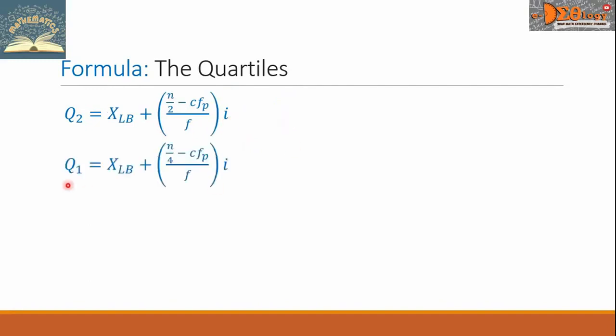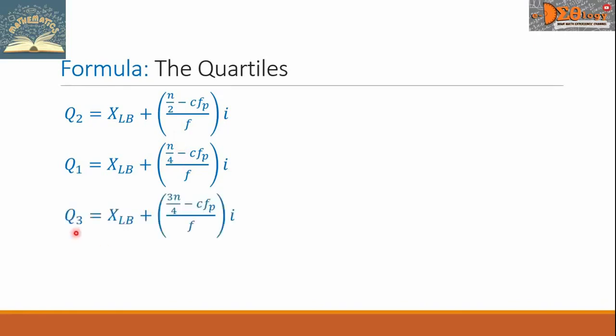For the first quartile, it will be almost the same with the second quartile formula, except on this part. Take note, for the second quartile, this is n over 2. For the first quartile, we write n over 4. And this n over 4 represents 25% of the distribution.